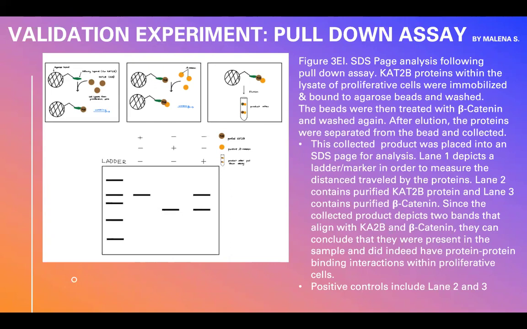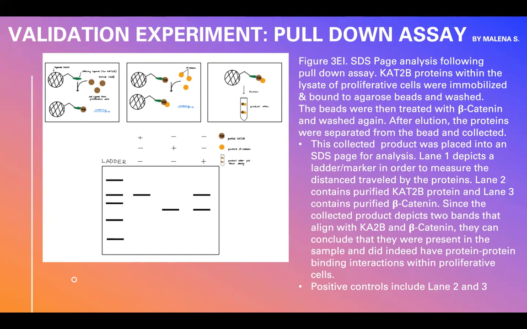If there's indeed protein interaction between CAT2B and beta-catenin, it can be visualized using an SDS-PAGE, which separates the proteins by size. In order to confirm the presence of proteins within the sample, a marker or ladder can be used to match protein sizes for identification. Since the collected product depicts two bands that align with CAT2B and beta-catenin, they can conclude that they were present in the sample and did indeed have protein-protein binding interactions within the proliferative cells.